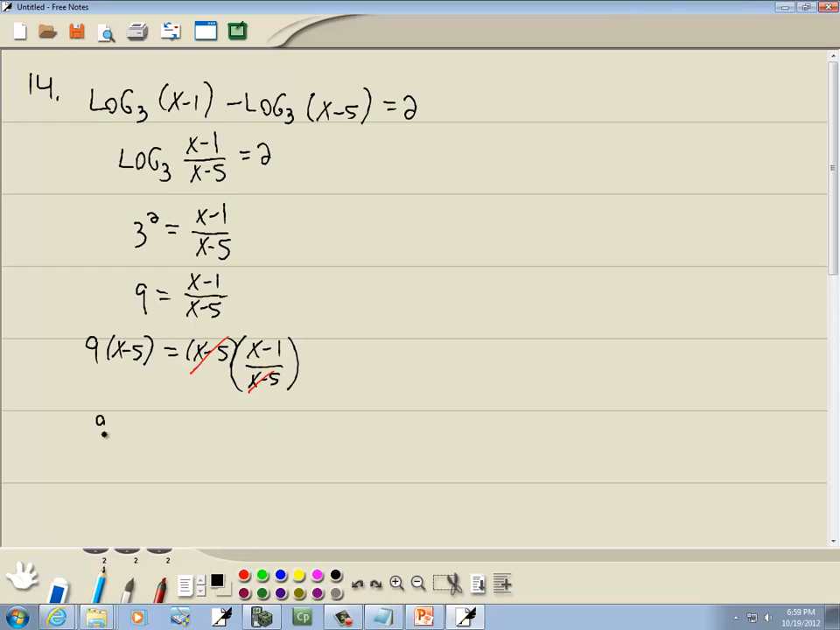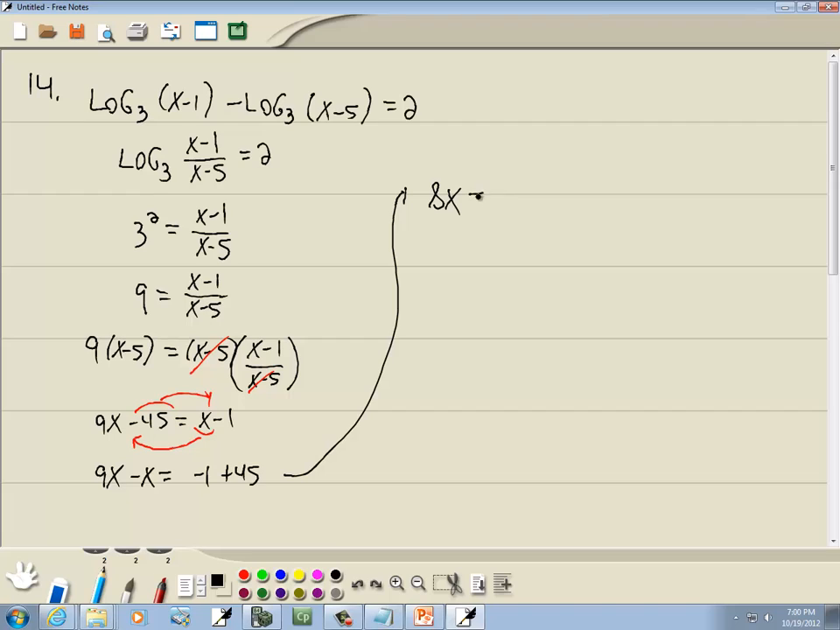Over here we've got 9 times x is 9x. 9 times negative 5 is negative 45. Equals x minus 1. Get everything with an x on one side, numbers on the other. So I'll take the x to the left side and the negative 45 to the right side. You take anything across your equals, the sign changes. So the x becomes a negative x. The negative 45 becomes a positive 45. Now 9x minus x, combining like terms, gives us 8x. Negative 1 plus 45 gives us 44.